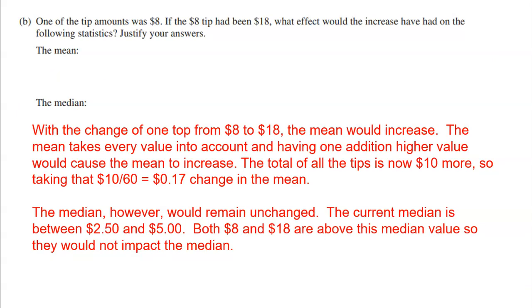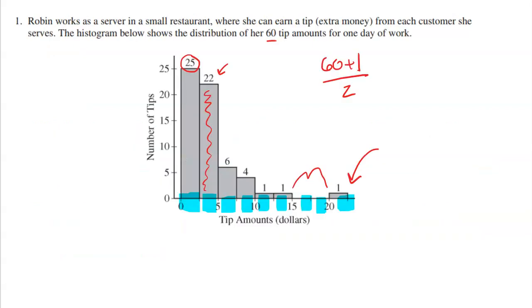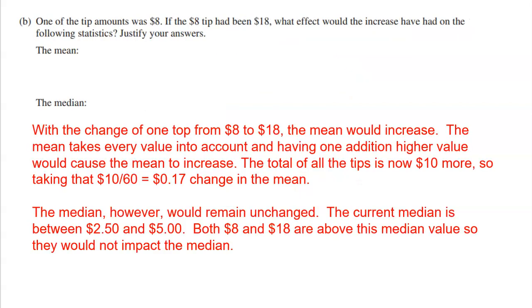All right, the second question says, one of the tip amounts was $8. If the $8 tip had been $18, what effect would the increase have on the following statistics? So if one of those prices in here, $8 would have fallen somewhere in this bin right here. If that $8 tip, so that would have been 3 values there, if one of those tips would have been moved over to, let's say, in here somewhere, because that $8 tip is supposed to be an $18 tip, how would that affect the mean and the median?